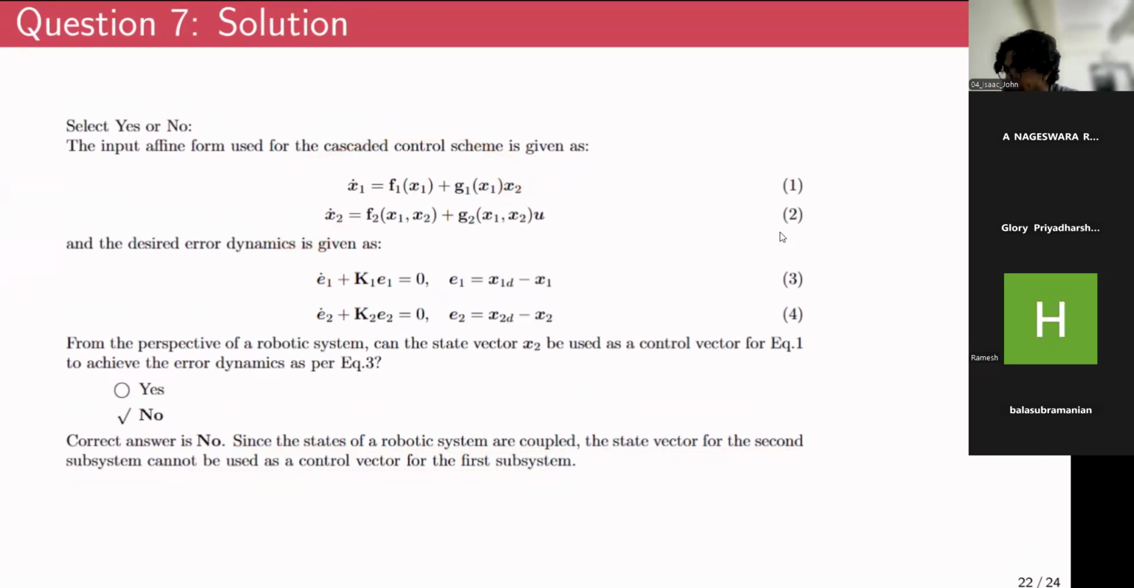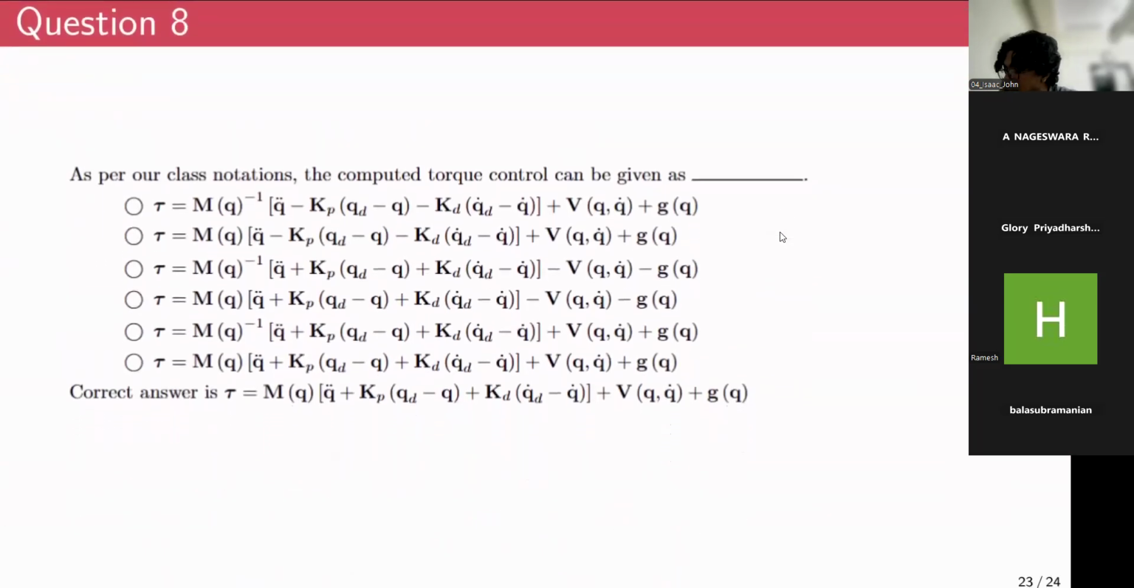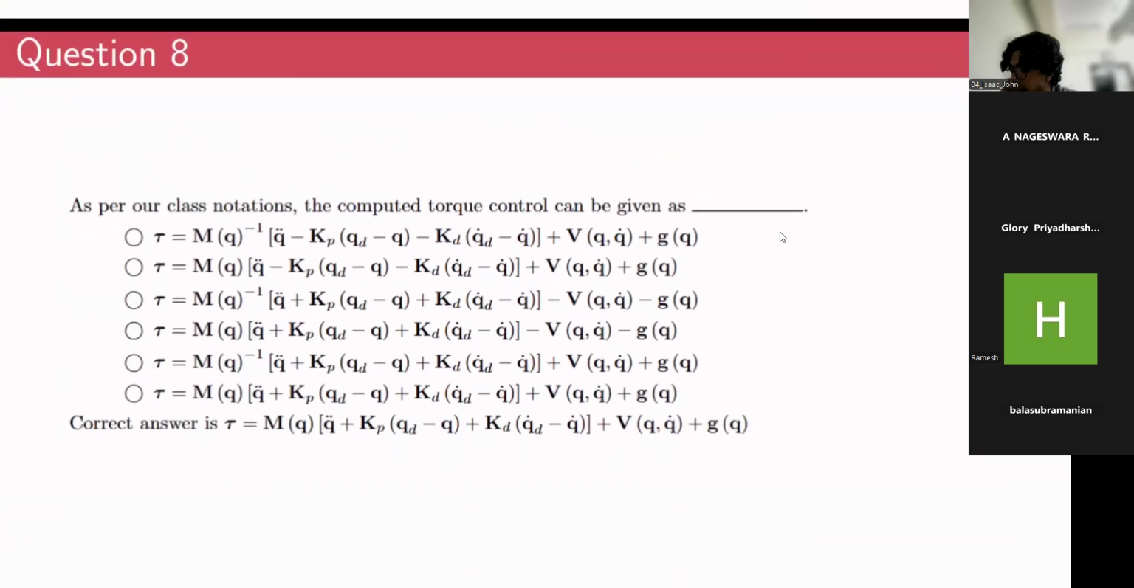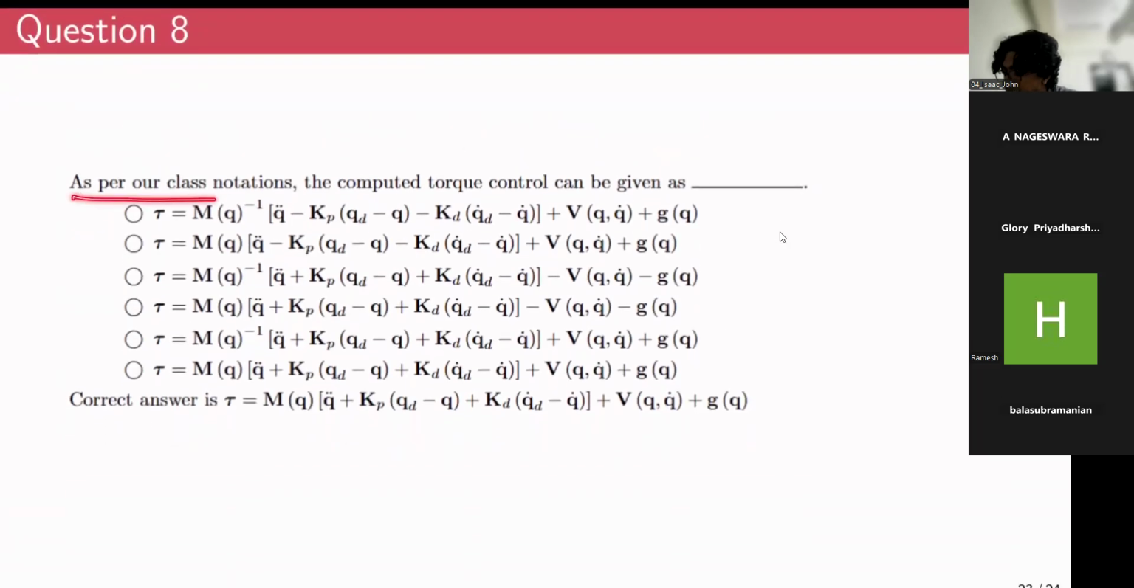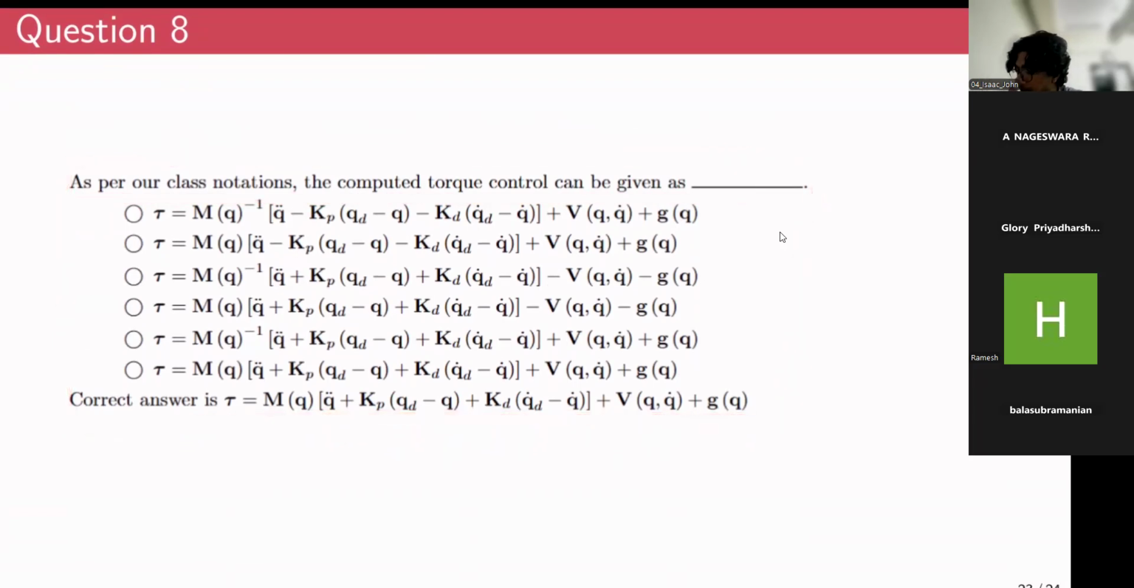Okay, so that's about question 7. Now this will be the final question. As per our class notation, the computed torque control law can be given as which of the following expressions? Which is the computed torque control out of the 6 options? Any answers?